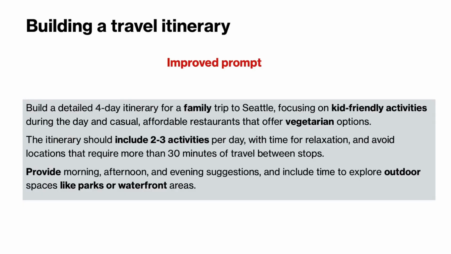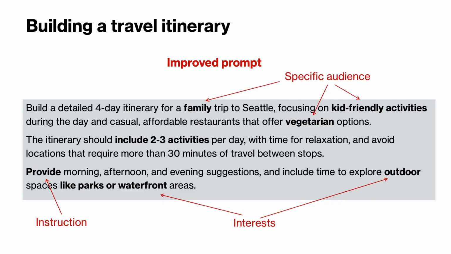So taking these elements into account, here is the improved prompt for building a travel itinerary. In this prompt, we have determined the specific audience that this itinerary should be tailored to, so that is a family, including cat-friendly activities and also including vegetarian restaurants. Also, we have determined which types of activities the user wants, like outdoor spaces, like parks and waterfronts.